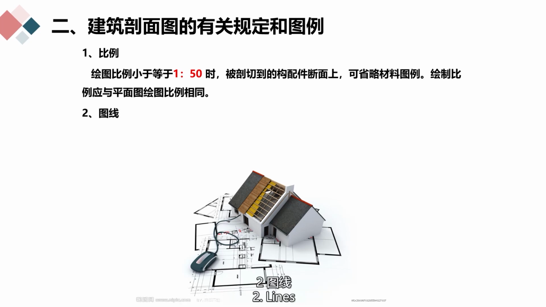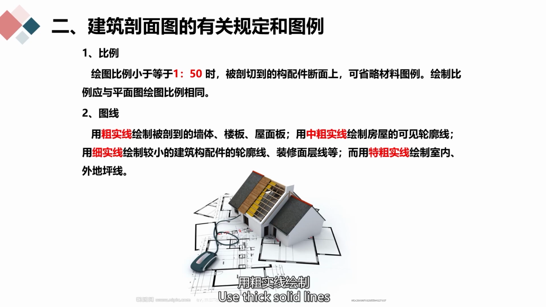Second, lines. Use thick solid lines to draw the walls, floor slabs, and roof slabs that are cut through. Use medium, thick solid lines to draw the visible outline lines of the building. Use thin solid lines to draw the outline lines of smaller building components and fittings, finishing surface lines, etc. And use extra thick solid lines to draw the indoor and outdoor ground lines.